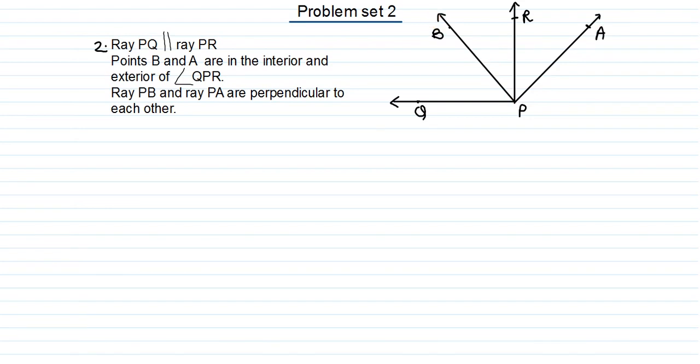So I have over here two pairs of perpendicular rays. The first one was ray PQ perpendicular to ray PR. We'll just put the symbol of perpendicular. And the second one which we had drawn over here, ray PB perpendicular to ray PA. So these are the perpendicular rays. Now further, what they have given is to write down a pair of complementary angles. The first one, pair of complementary angles.